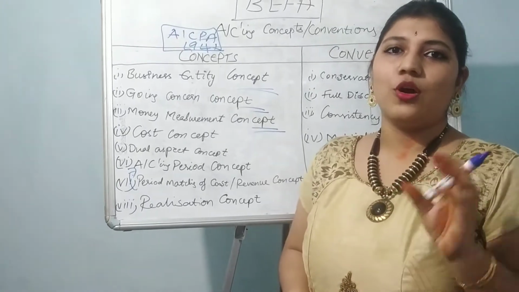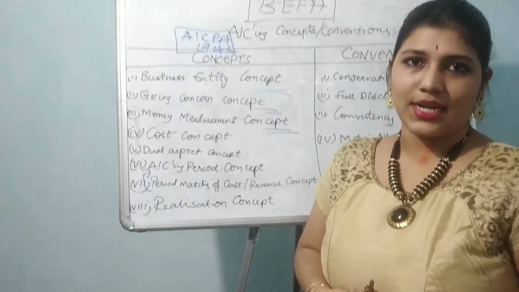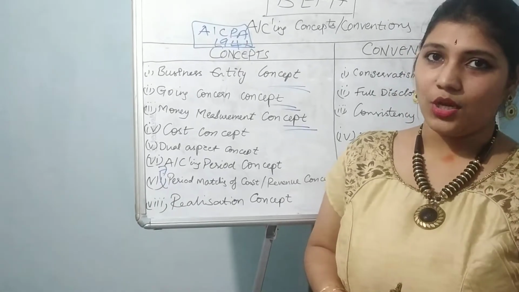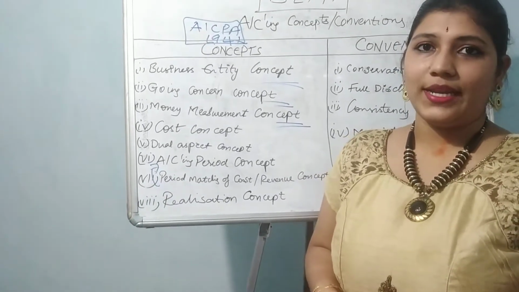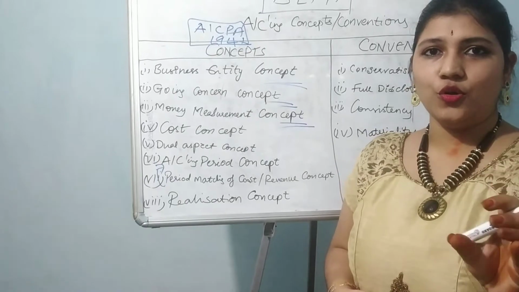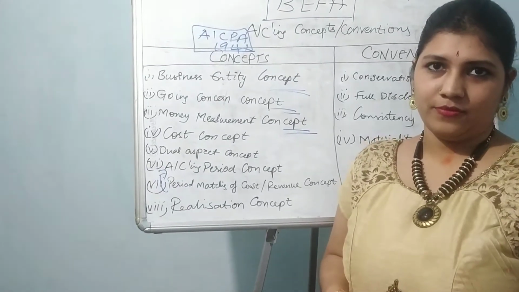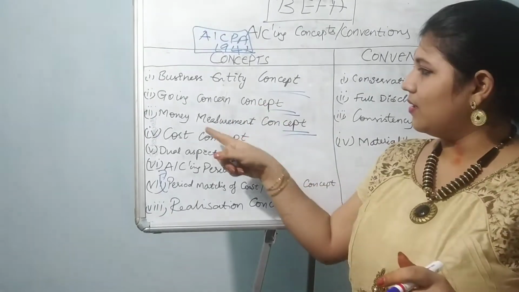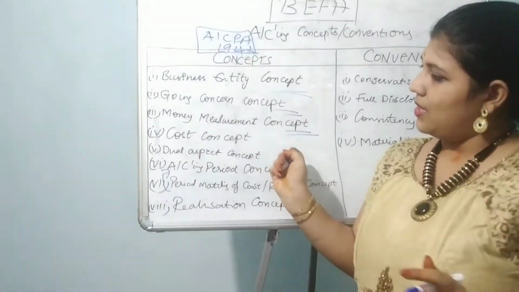That accountancy only considers the monetary transactions. That is the quantitative aspect but not the qualitative. Qualitative, I also told you what is qualitative. Clear? So that's what money measurement concept says.